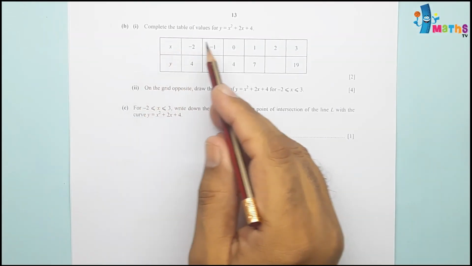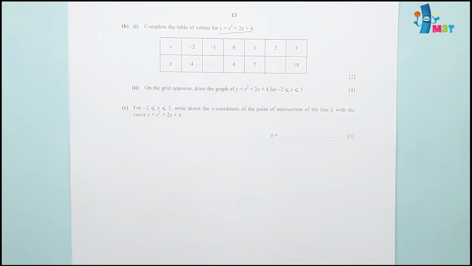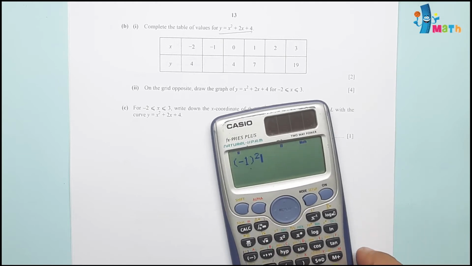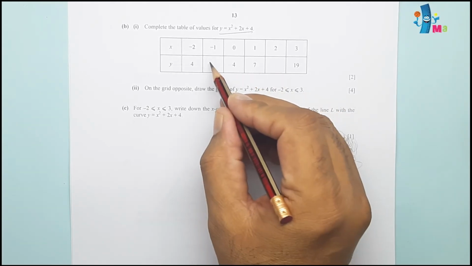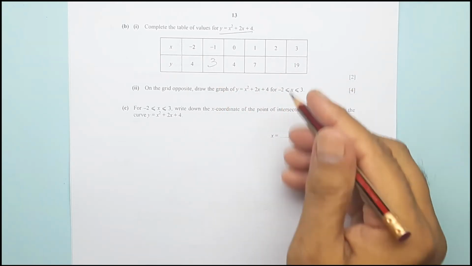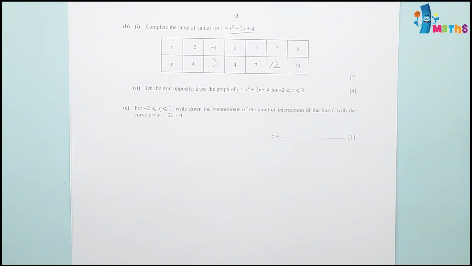B part, complete the table of values. This equation is given, we'll just have to replace these values. Minus 1, so minus 1 squared plus 2 into minus 1 plus 4. This will result in 3. So this value will be 3. And the next value, similarly, if we replace 2, we will get 12. I'm not replacing it here, you can check. Then this is the table of values.